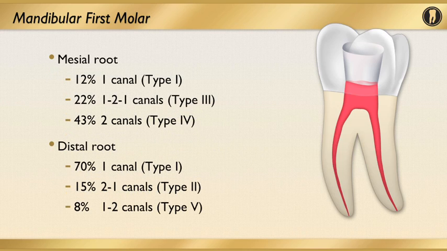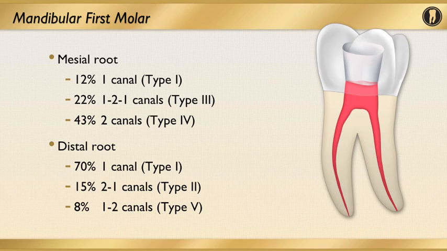We also have some variations that we need to consider when we talk about the mandibular first molar. In the mesial root of the mandibular first molar, 12% of the time there's only one canal, and we consider that a type 1 canal configuration. 22% of the time you'll notice that there will be one canal that will branch into two canals and actually form one canal with a common terminus from the canal system.